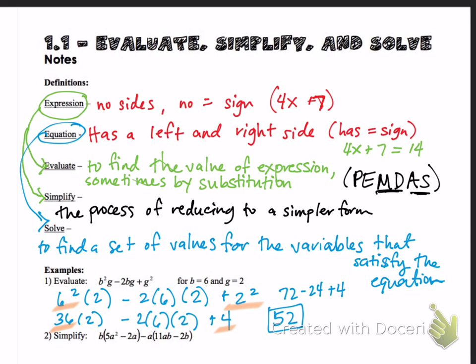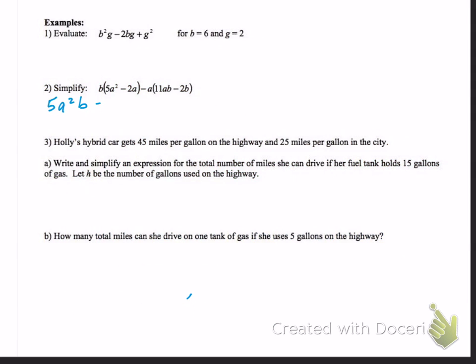Okay, let's try number 2. So we're going to try to simplify. Going to distribute the b, so I get 5a squared b. I usually write in alphabetical order, but that's probably just the OCD-ness in me. But I usually put a and then b. And then I'm going to distribute to the negative 2ab. Then I'm going to take the a, distribute, so minus 11a squared b. Then a negative times a negative becomes a positive, 2ab.